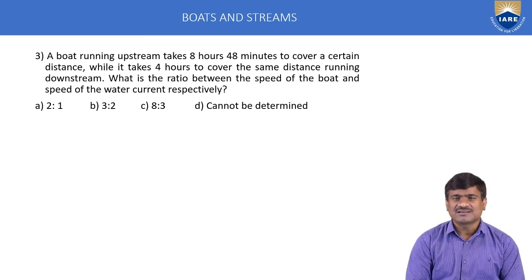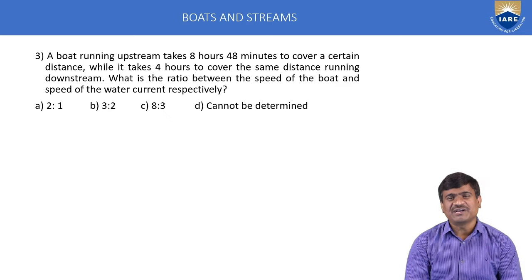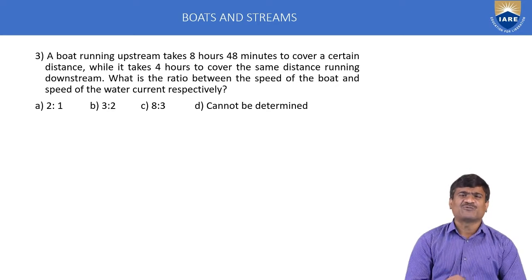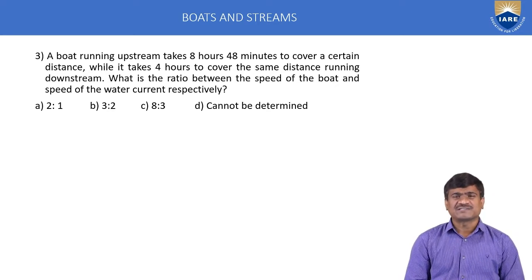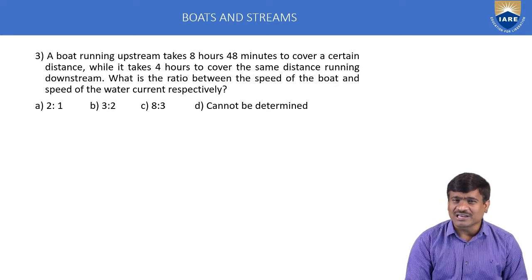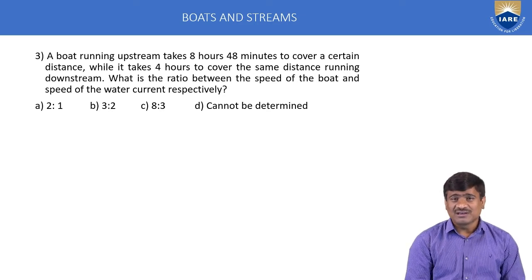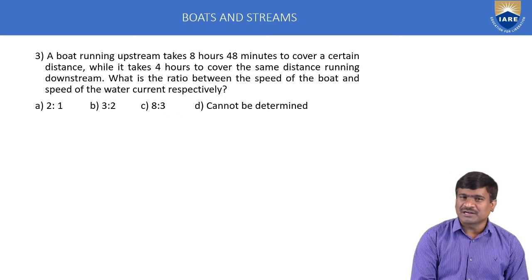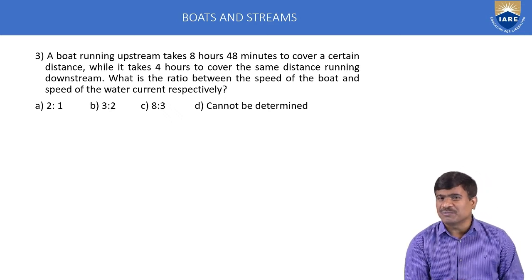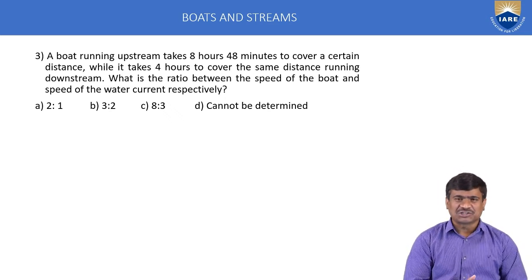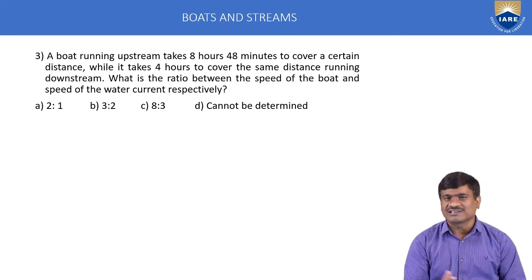Here the problem is the ratio between the speed of a boat and the speed of a stream. That is x is to y. x is called the speed of a boat, y the speed of a stream. Just calculate only x is to y, or x by y. The ratio means equality. It can be written as a is to b or a by b. Both terms indicate a ratio, and we calculate x by y or x is to y.